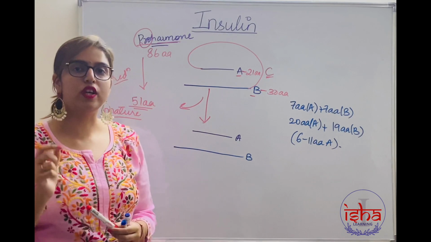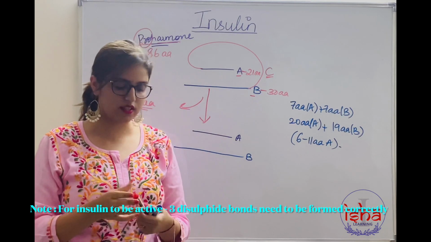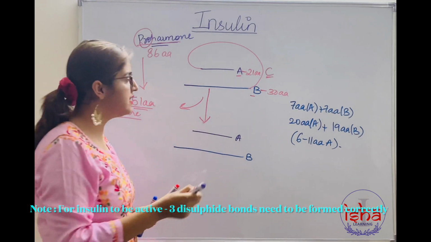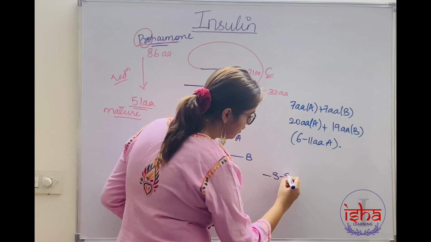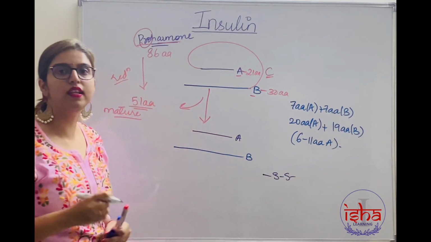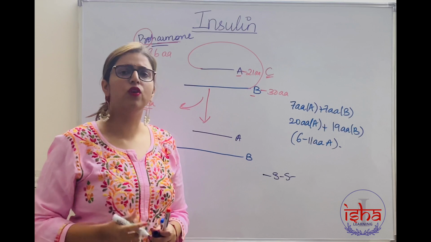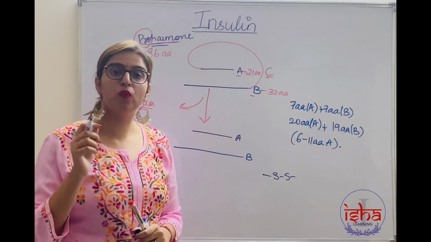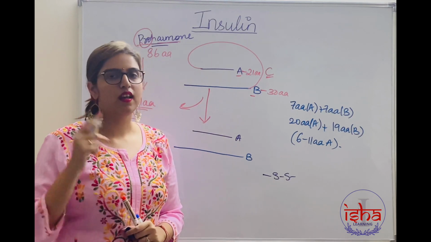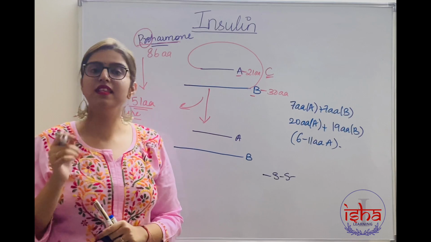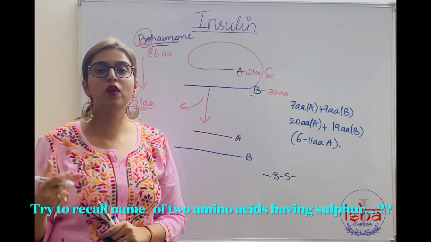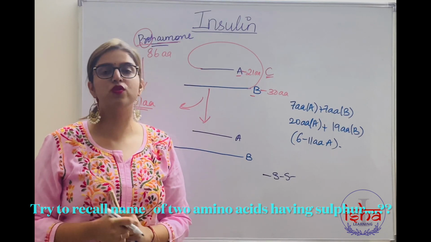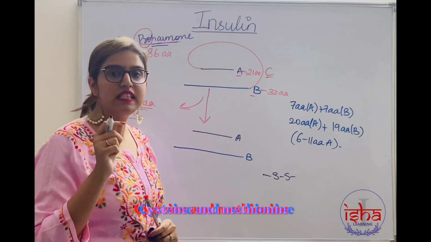Now another important point to note is, for the insulin to be active, there are three disulfide bonds that need to be formed correctly. What is a disulfide bond? Sulfur and sulfur. A bond like this is called a disulfide bond. Who would be forming this bond? Give it a thought. Well, this insulin is a protein. It has amino acids. Now another question should come to your mind: which amino acids contain sulfur? There are two amino acids. Try to recall which ones. Well, they are cysteine and methionine.